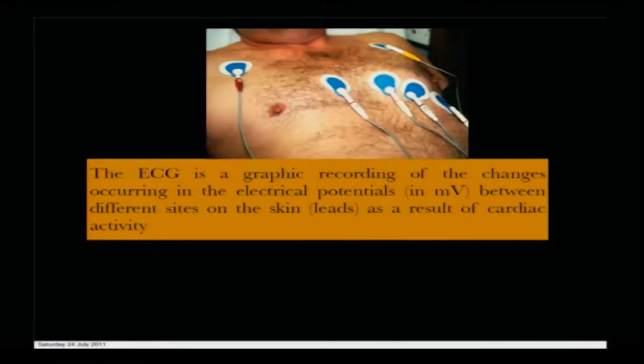So, the ECG is a graphic recording of the changes occurring in the electrical potential, in millivolts, between different sites on the skin as a result of cardiac activity. These are your leads, you are putting the leads on the surface. This is how it is being measured. You are keeping different leads, the surface electrodes, on your body, and they are picking up the global electrical signal of the heart.